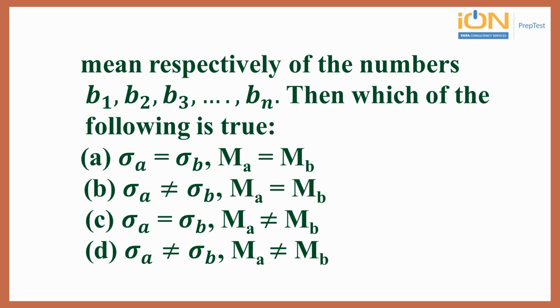First option, sigma A is equal to sigma B, capital MA is equal to capital MB. Second option, sigma A is not equal to sigma B, MA is equal to MB. Third option, sigma A is equal to sigma B, but MA is not equal to MB. Fourth option, sigma A is not equal to sigma B and capital MA is not equal to capital MB.